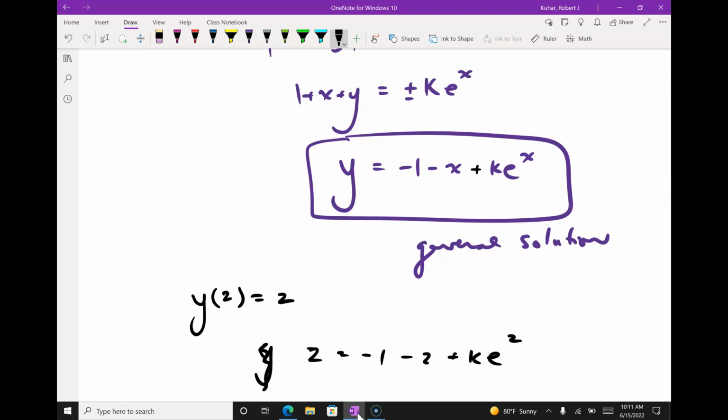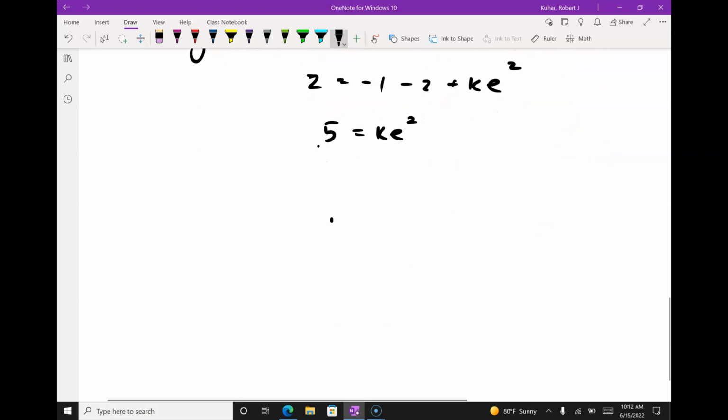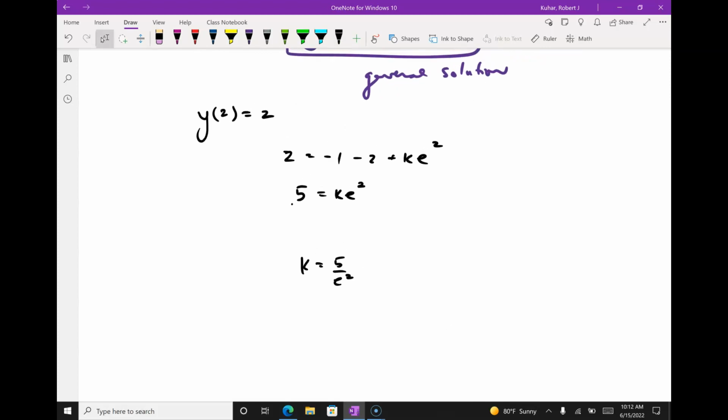Oh shoot, this one sucks, huh? It's not that bad. What is it? 4. Don't tell me. 5, right? 5 equals k e to the 2. Oh, so k is 5 over e squared. Yuck. Did I do that right? Yes.